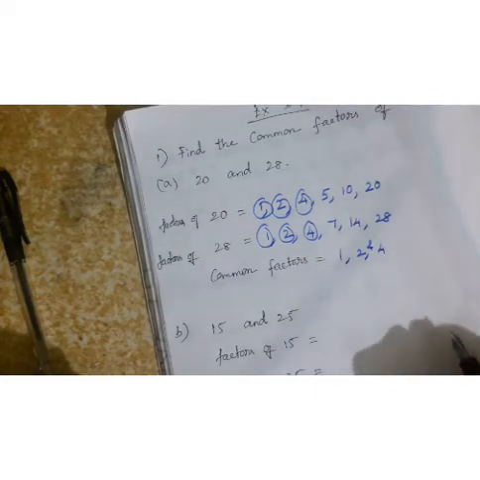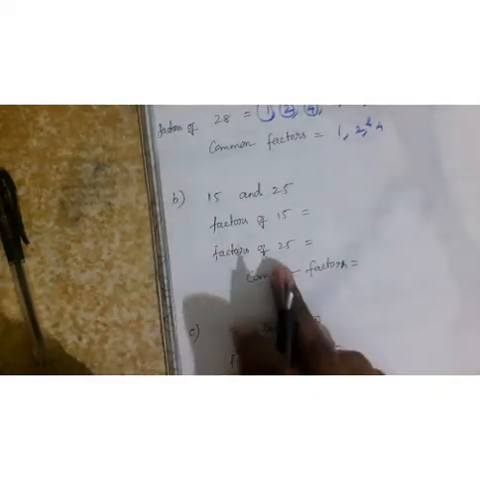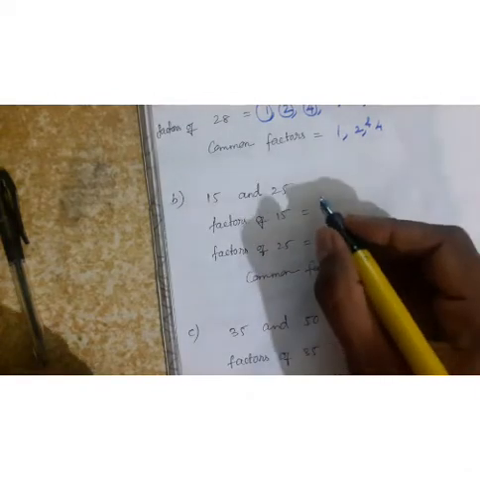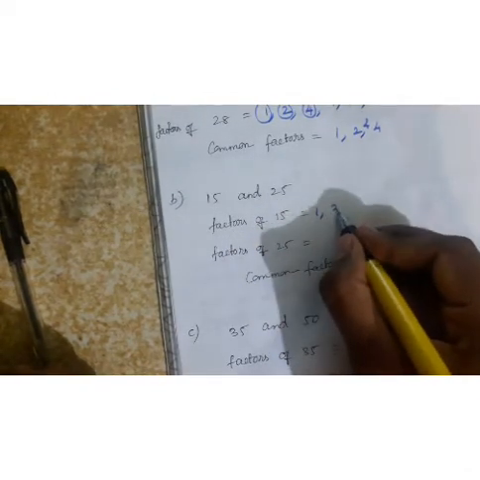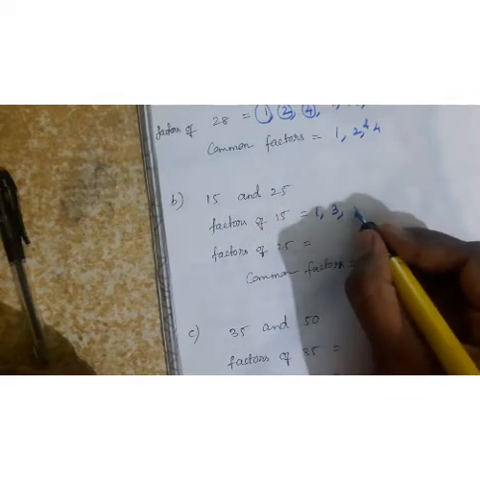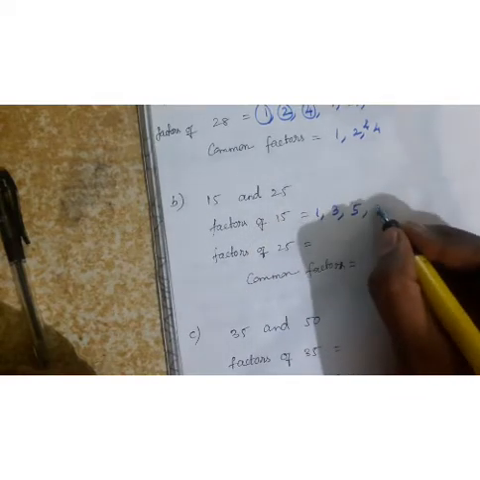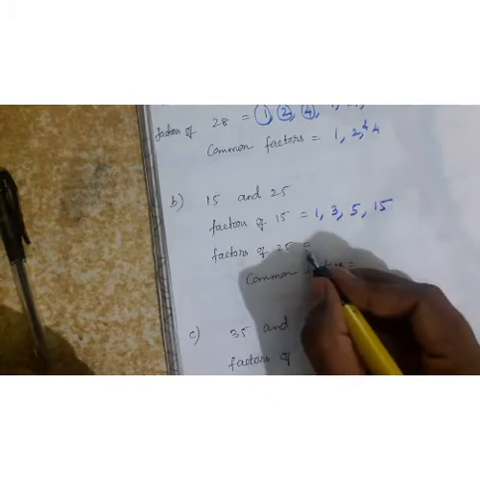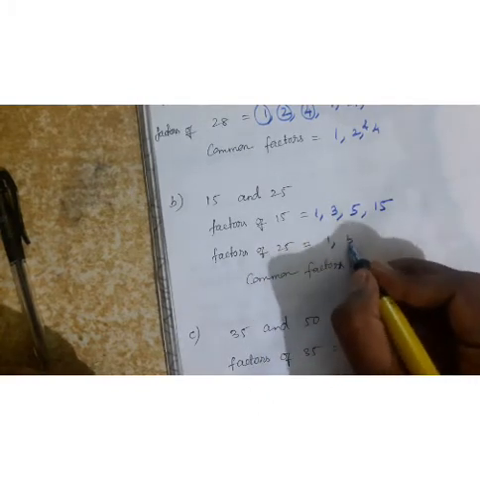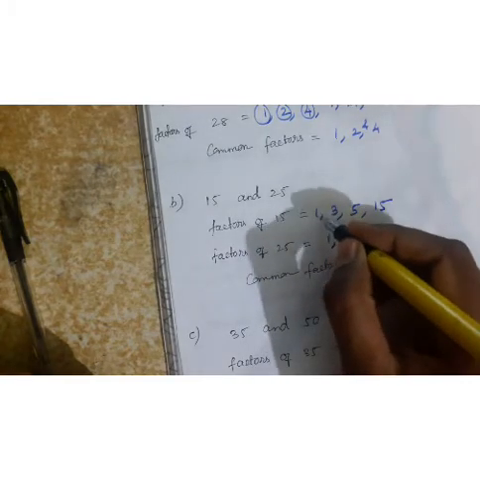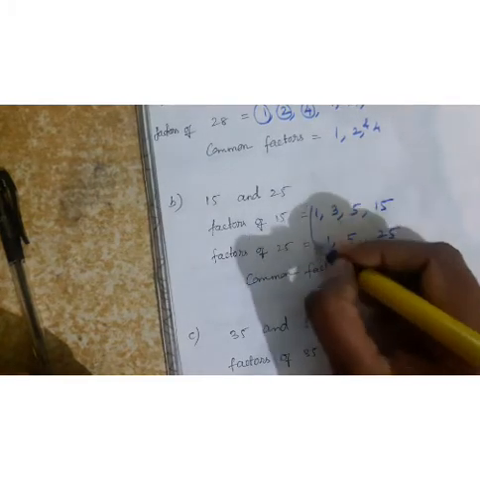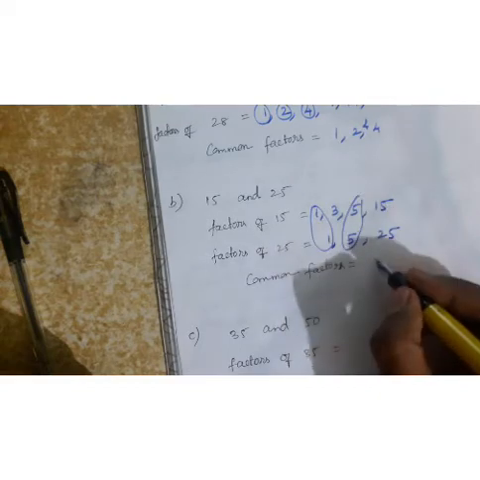B part 15 and 25. Factors of 15 equal to 1. 15 is divisible by 3. 15 is divisible by 5 and 15. Factors of 25 is equal to 1, 5, 25. So the common factors are 1 and 5.